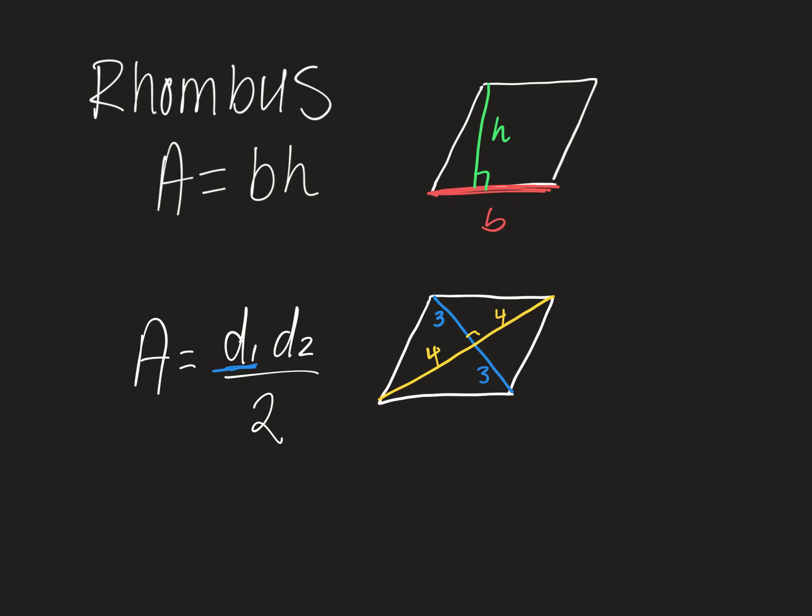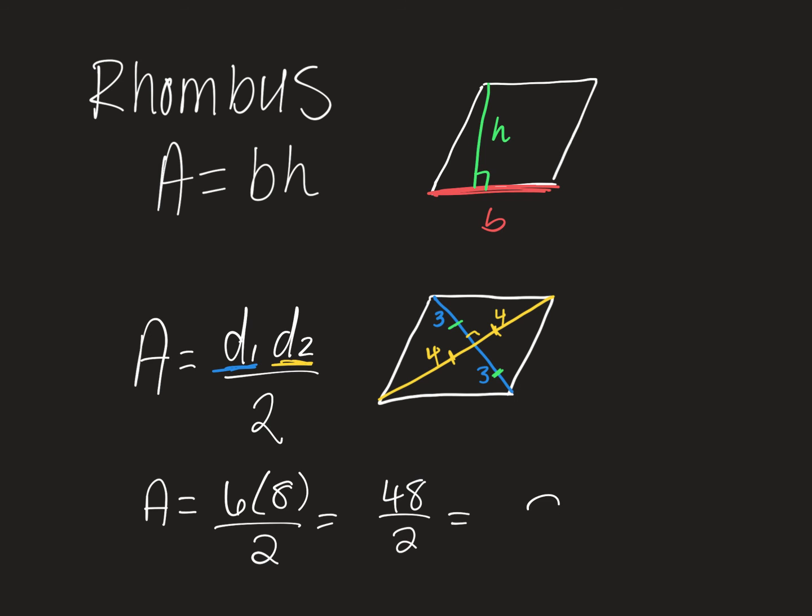So you have to use what we learned in the last chapter for some of these to make sure you have all the parts. You know that these are going to be congruent. So if it only gives you 1, the other one's going to be the same. Same thing here. Those two would be congruent. So the length of diagonal 1, which is the blue one, would be what? 6. The length of diagonal 2, which is yellow, would be 8. So 6 times 8 is 48. Divide that by 2. Your area would be 24.